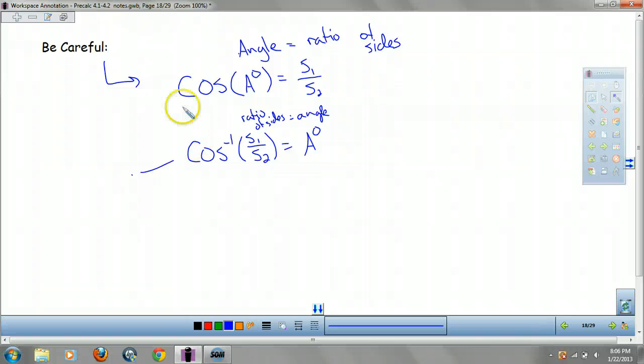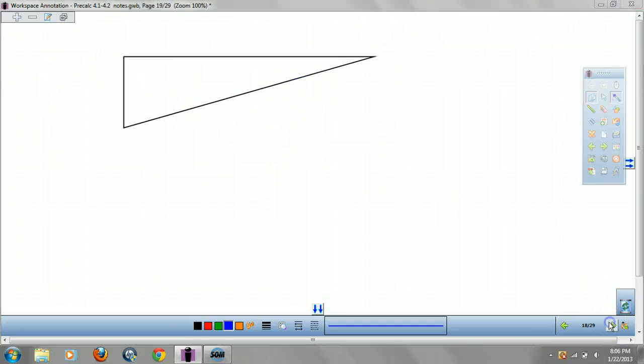So B, careful. Okay? What's this, a blank triangle?